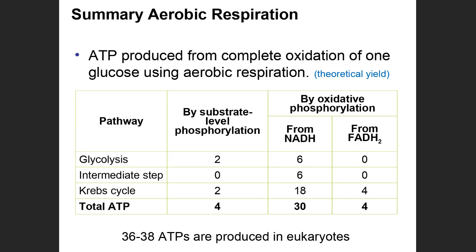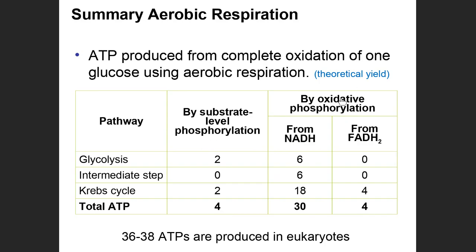Now, this table is a little bit confusing for students because all the numbers that we see in this table are numbers of ATPs. We know we got 2 ATPs from glycolysis and 2 ATPs from the Krebs cycle, so a total of 4 ATPs produced by substrate level phosphorylation.